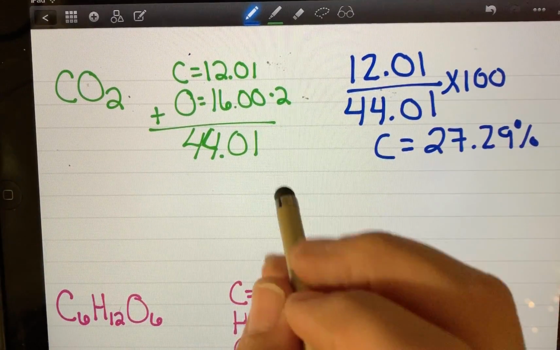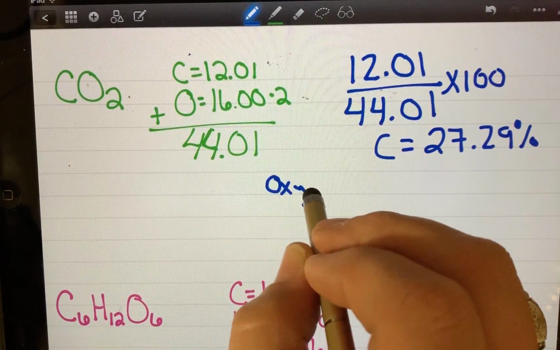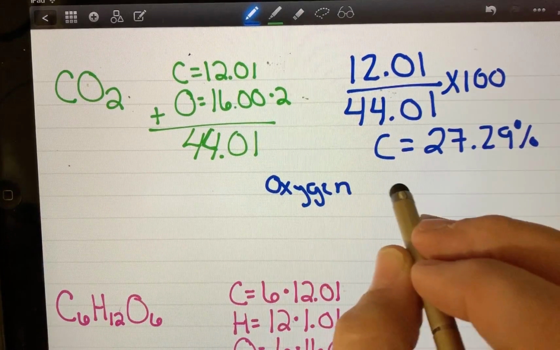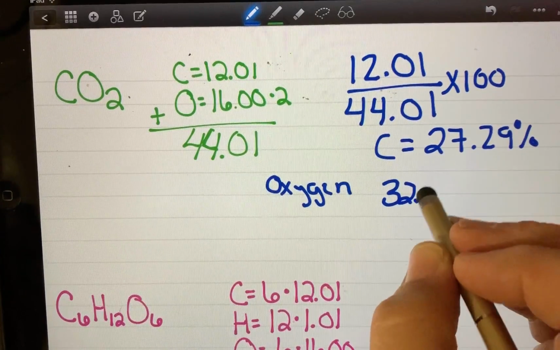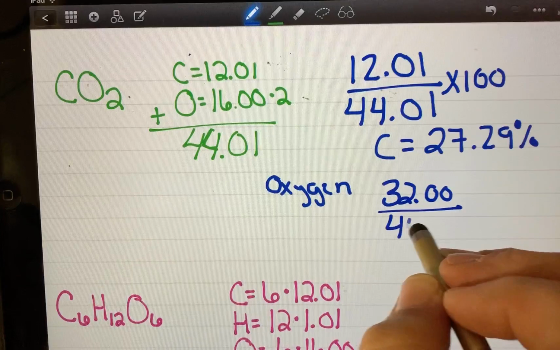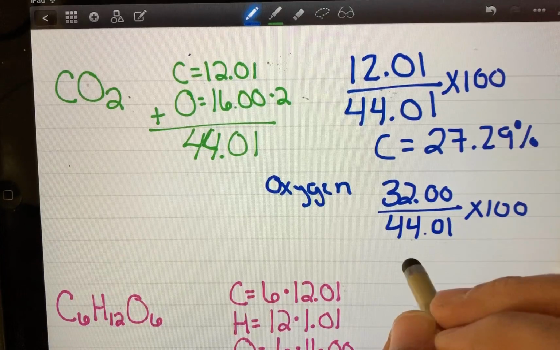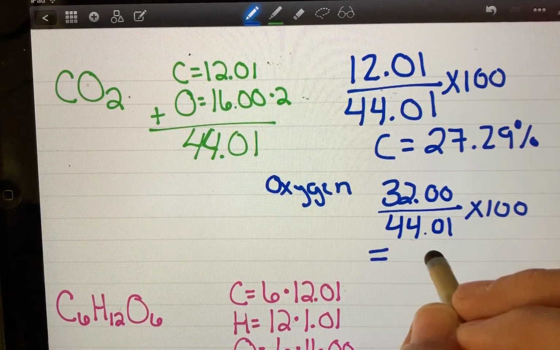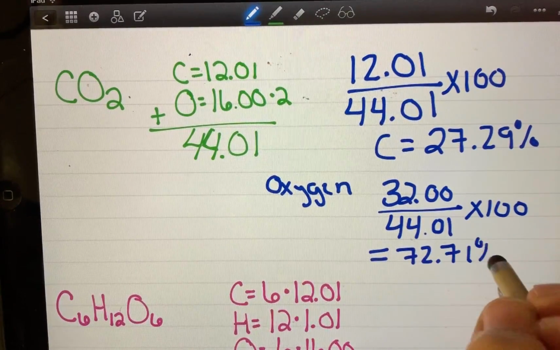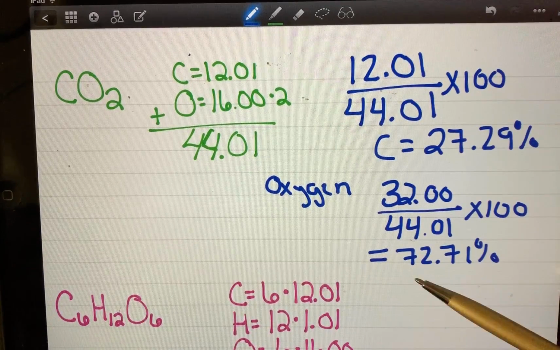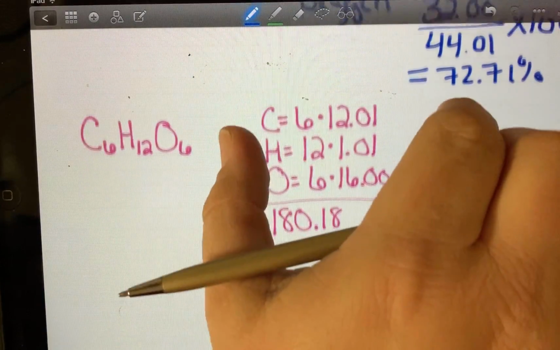And then we'll repeat it also with the oxygen so you can see that. So for the oxygen in this one, I have 16 times 2 is 32. Over the 44.01 times 100. And we get, as we do that, 72.71%. And that makes sense, because if I take this number and add it to this number, I should get 100.